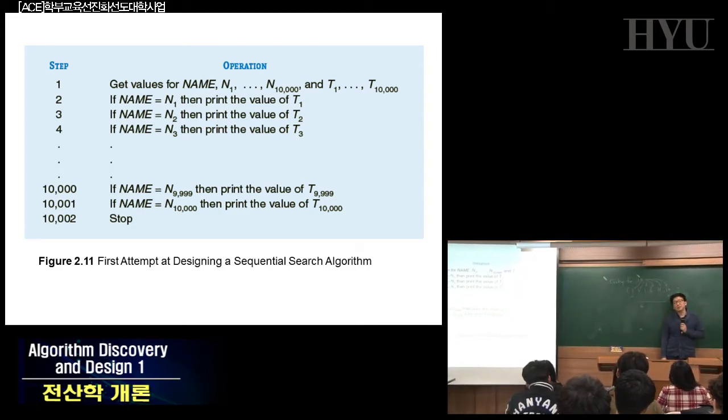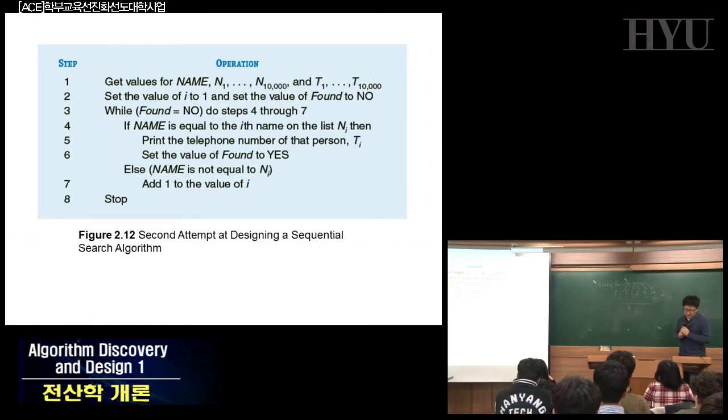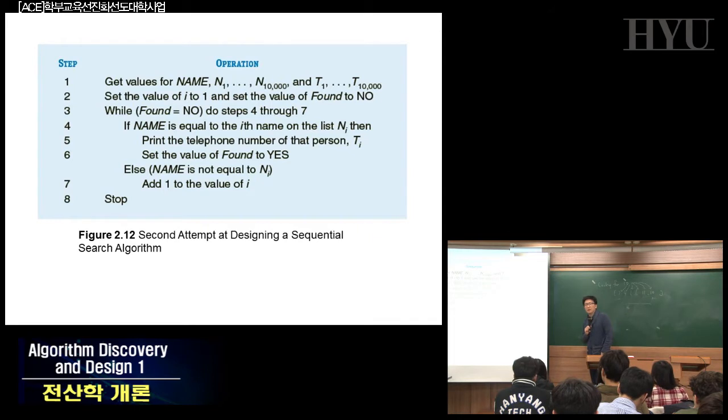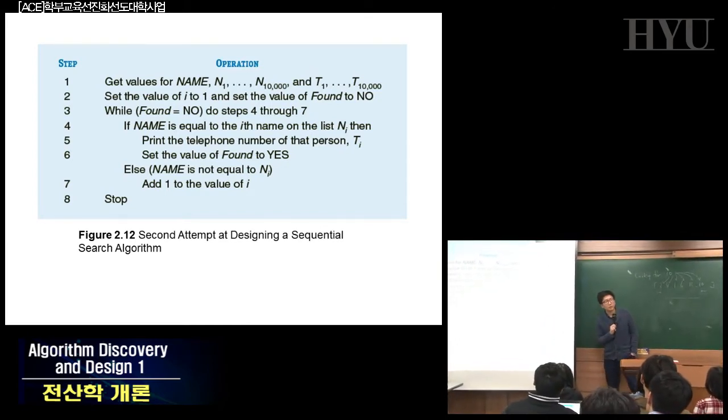Maybe we can start practicing to write the simple sequential searches first. So it's not so much different from this to that, right? That's search. Second attempt. So hopefully it will be a bit better. Instead of having a 10,000 if statement, perhaps we could just simply use a loop, right? Loop. What would you do?